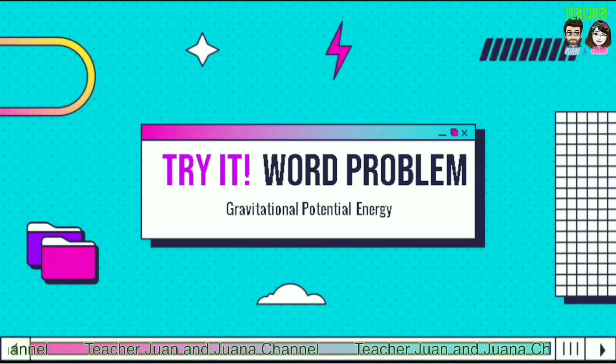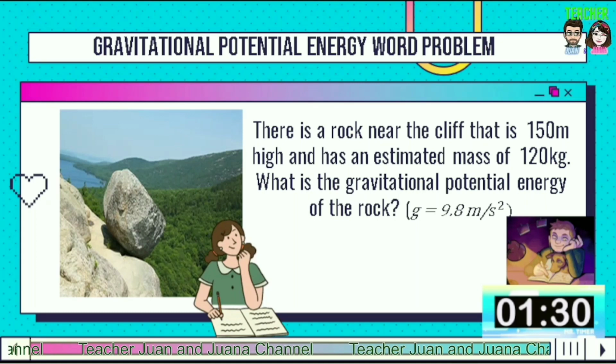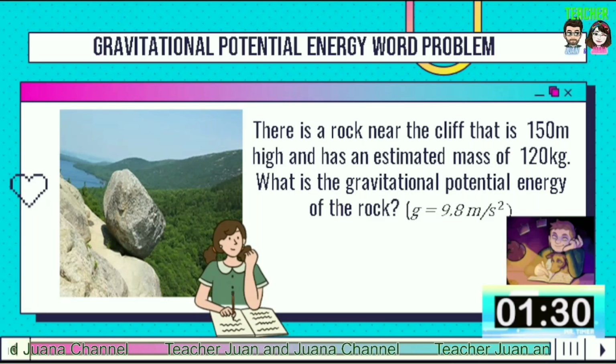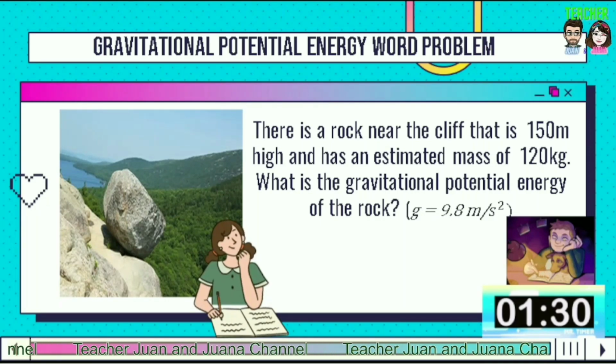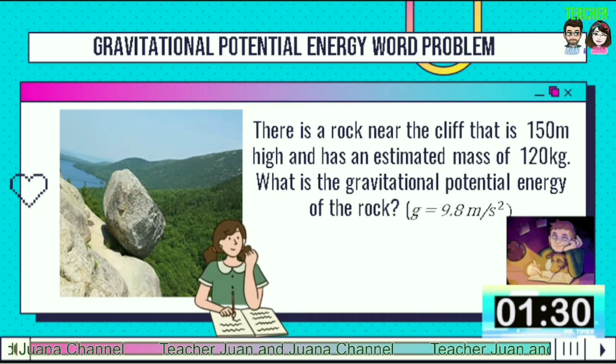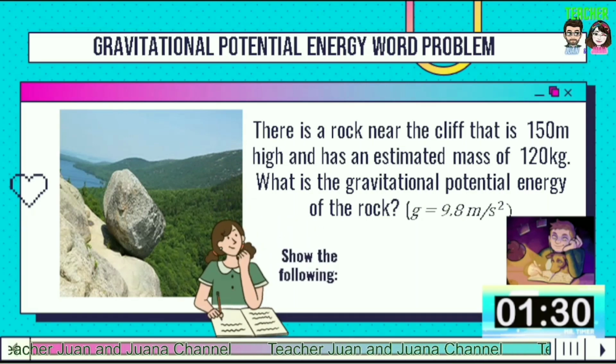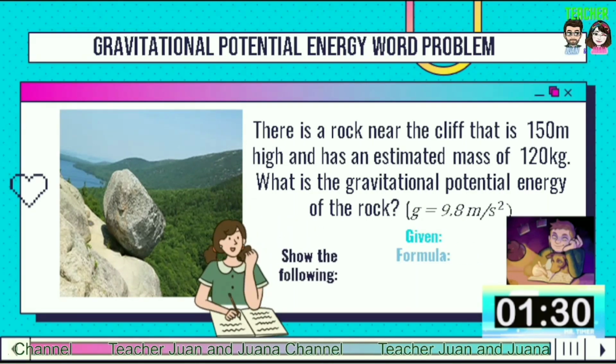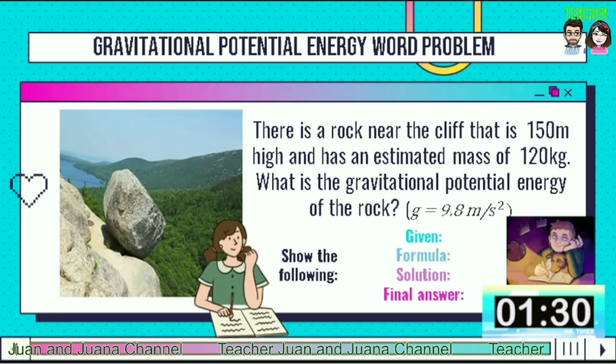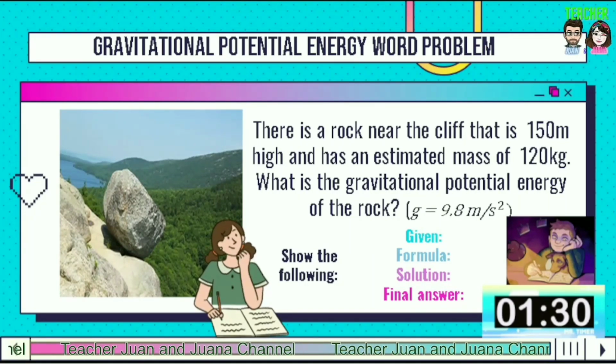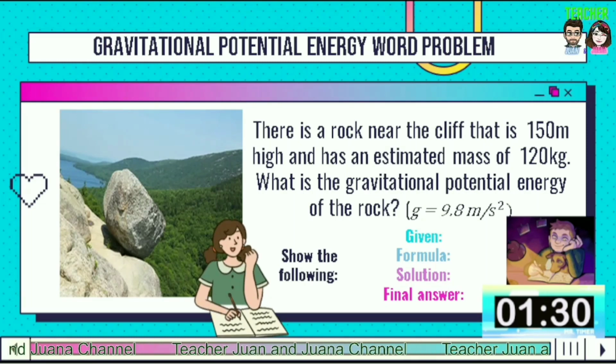joules. Now, it's your turn to solve a word problem about gravitational potential energy. Here is the problem. There is a rock near the cliff that is 150 meters high and has an estimated mass of 120 kilograms. What is the gravitational potential energy of the rock? The acceleration due to gravity is 9.8 meters per second squared. You need to show the following: given, formula, solution, and final answer. You can type your answers in the comment section, or you can write it in your paper. I will give you 1 minute and 30 seconds to do this.